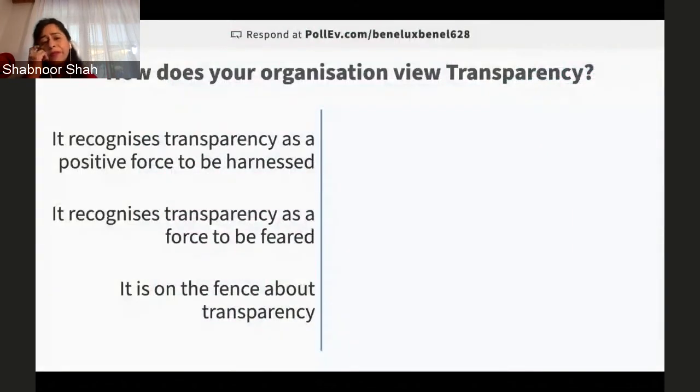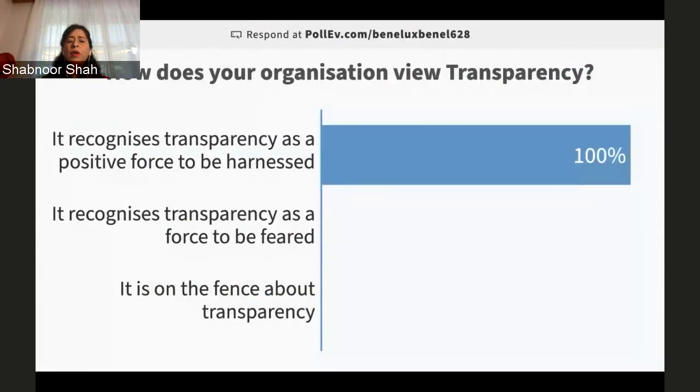Now that we have explored some aspects of transparency together and have a foundational understanding, we're on the same platform. How does transparency look in your organization, right? Is it something that's seen as a positive force to be harnessed? Is it something to be feared? Is it something that your organization is on the fence about?